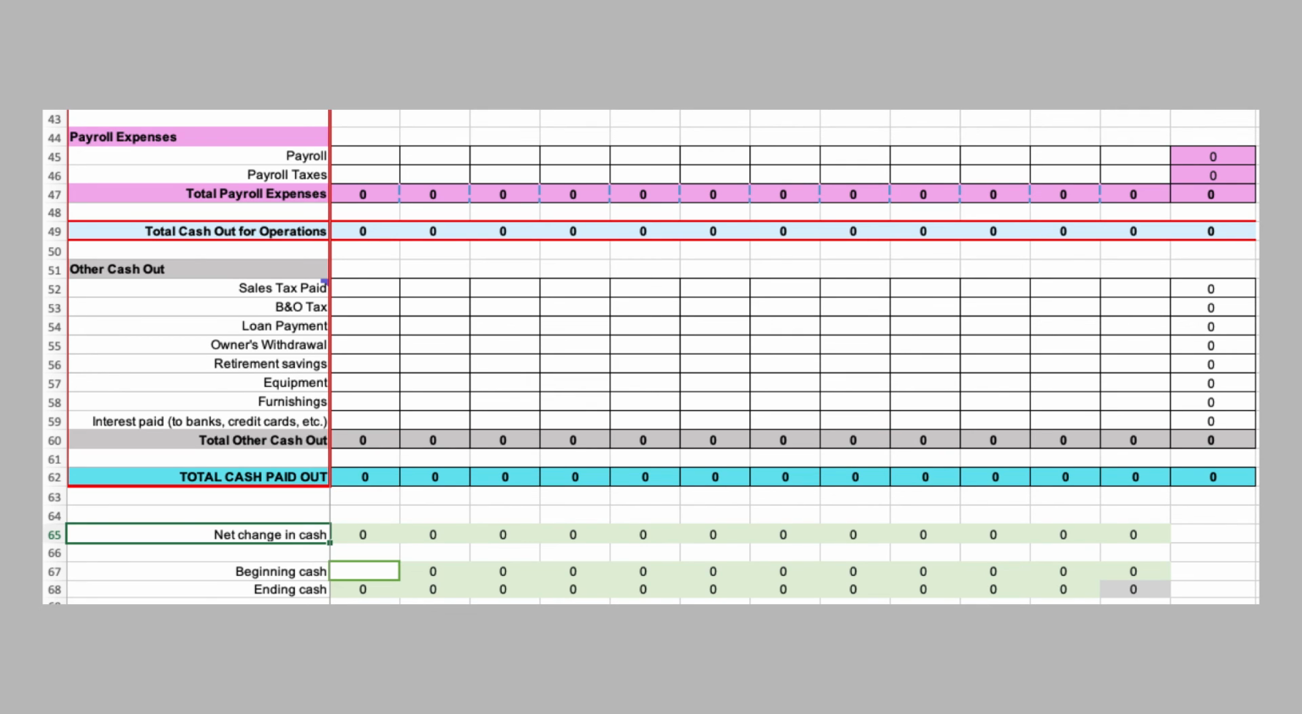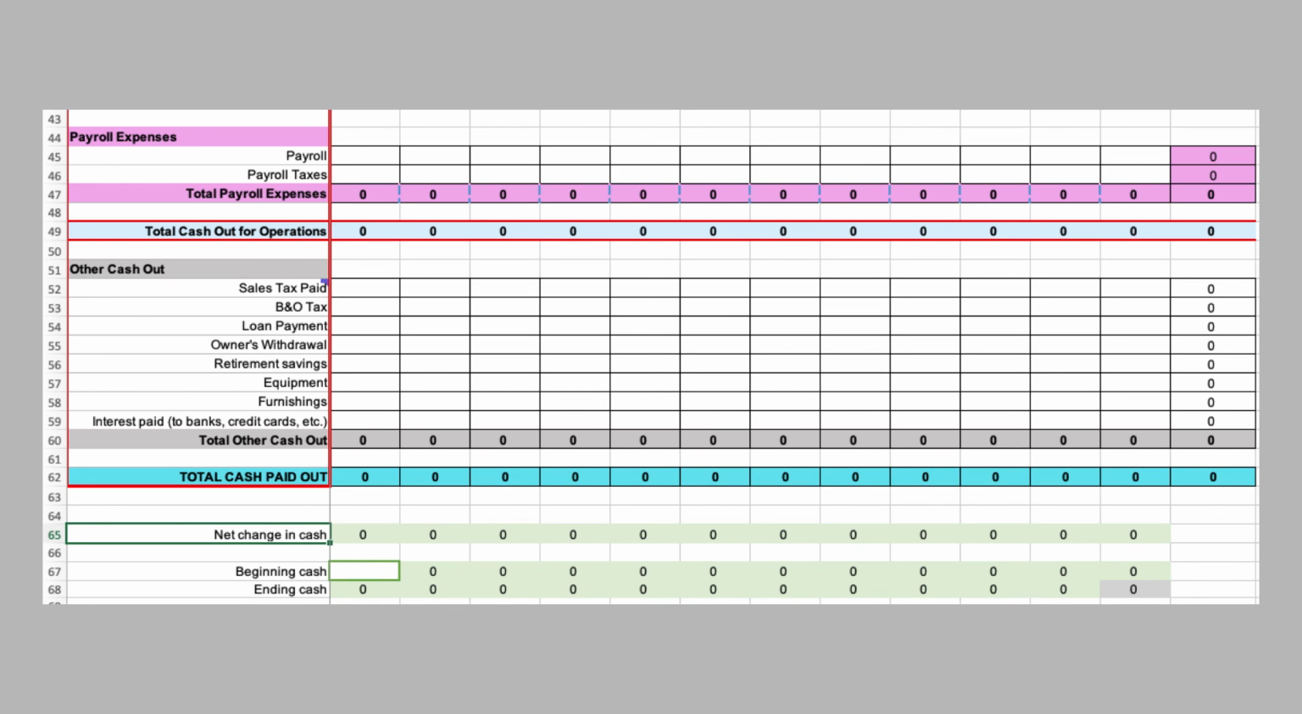If we then calculate all the money coming into the business minus all the money going out of the business in a given month, we get line 65, a net change in cash. Again, this can be a positive or negative number. It just shows the natural ebb and flow of money through your business. That gets applied to the beginning cash of that month and creates then the ending cash. When you apply that positive or negative number to that beginning cash, you get an ending cash. The ending cash of one month becomes automatically the beginning cash of the next month.